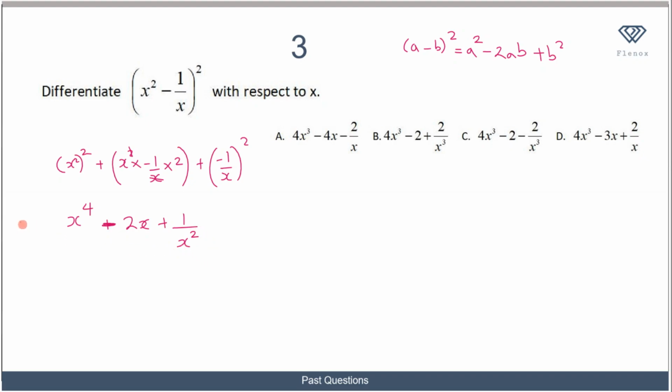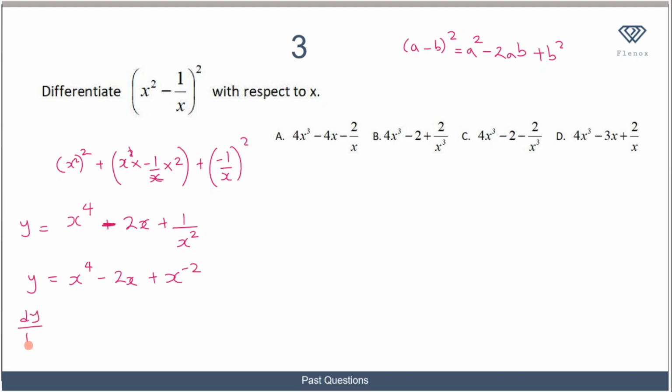So now I can say y is equals to this. So I can now try to differentiate it. So I can write this also as x to the power of 4 minus 2x, and 1 over x squared becomes plus x to the power of minus 2 based on our law of indices. So now I can differentiate this expression.